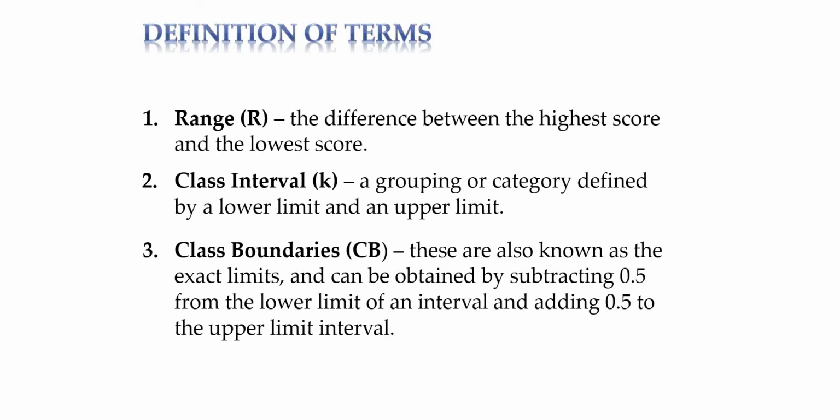lowest score mo doon. For example, 18. Tapos, ang pinaka-range mo is hanggang 79 ka lang. So, yun yung range na tinatawag natin. Or the highest score is the 79 and the lowest score na tinatawag din is the 18.